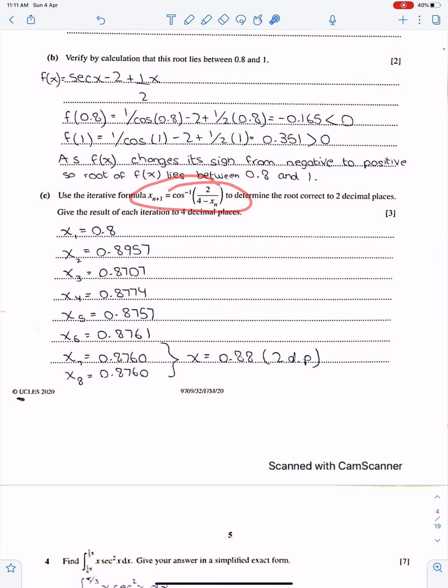It's iteration. The first value is given, it's 0.8. So repeat the process until you get a repeated number. This is the repeated number. Show the iteration to 4 decimal places and give your answer up to 2 decimal places. So your 2 decimal place answer will be 0.88. Make sure your calculator must be in radian mode.